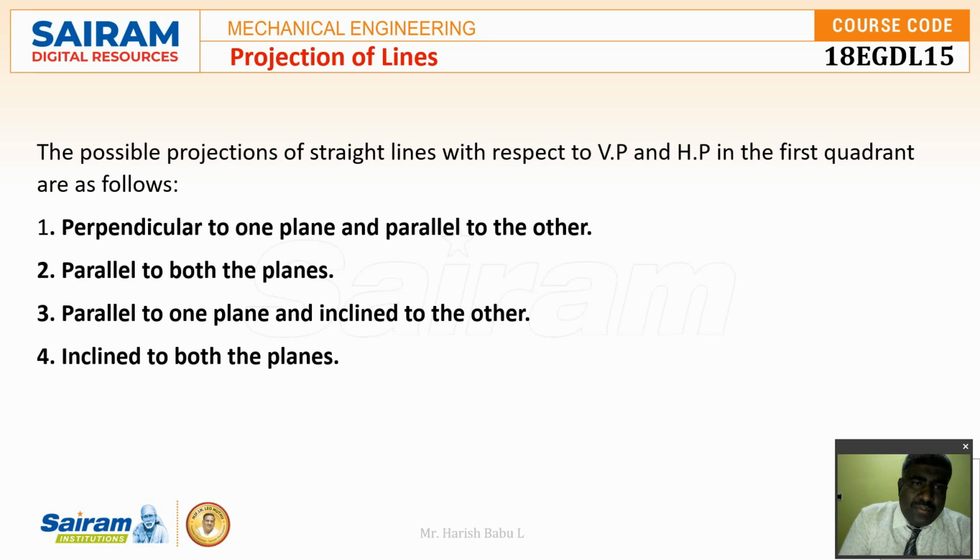So what are the different definitions I can give? One is perpendicular to one plane and parallel to another, that is, perpendicular to HP and parallel to VP, or perpendicular to VP and parallel to HP. The second condition is parallel to both the planes, that is, parallel to both HP and VP. The third one is parallel to one plane and inclined to another: parallel to HP and inclined to VP, or parallel to VP and inclined to HP. The fourth one is inclined to both the planes, that is, inclined to HP as well as VP. These are the four conditions based on which we have problems. But the first three conditions are only for understanding, whereas the fourth condition is the one where you're going to solve the problems in the present semester.